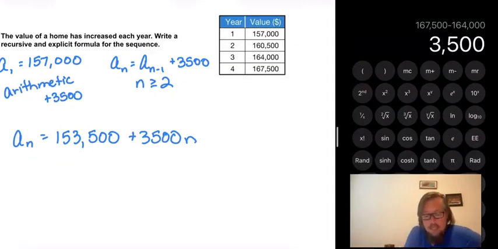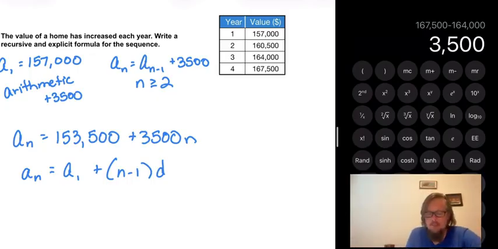And it's also totally fine to use our arithmetic sequence formula, which is a sub 1 plus n minus 1 times d, d being the common difference, which would be 157,000 plus n minus 1 times 3,500.